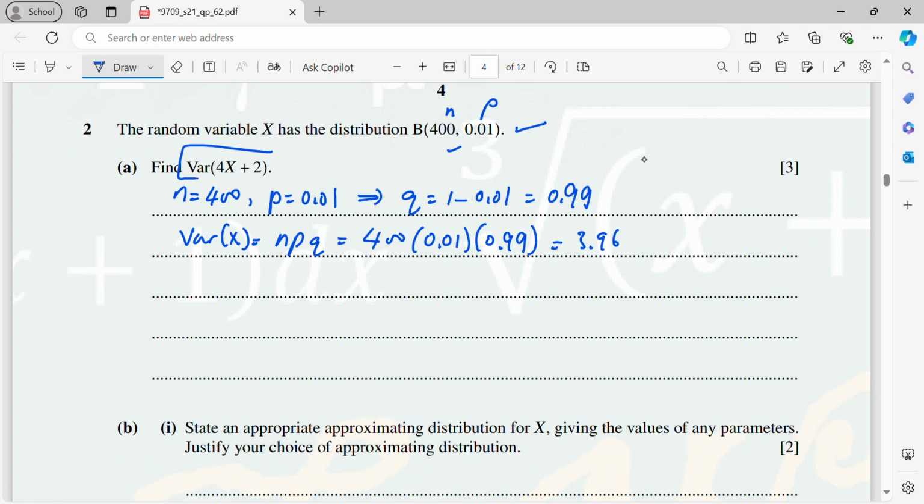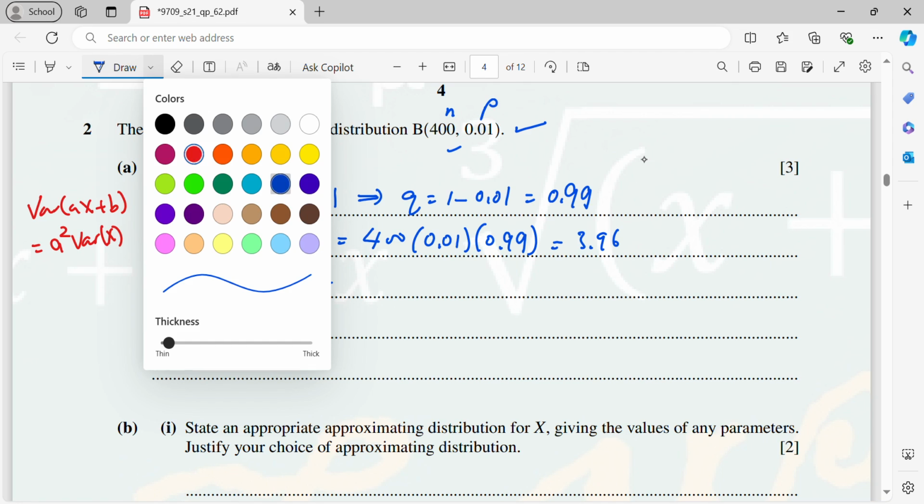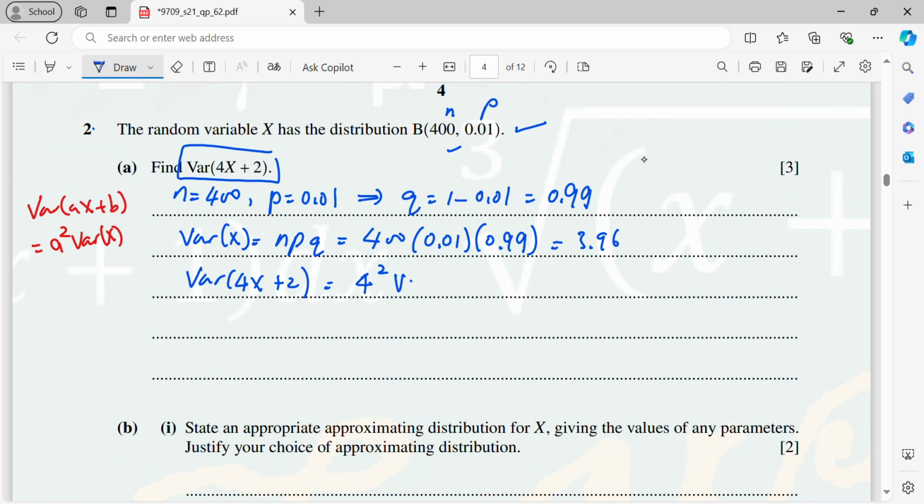And then now we need to calculate the variance of 4x plus 2. So our formula, variance of ax plus b, is going to be a squared times variance of x. Therefore, you will be getting 4 squared variance of x. That is going to be 16 times 3.96, and you will be getting 63.36, or probably you can just write 63.4. So it's up to you, because we need to round to 3 significant figures for the final answer.